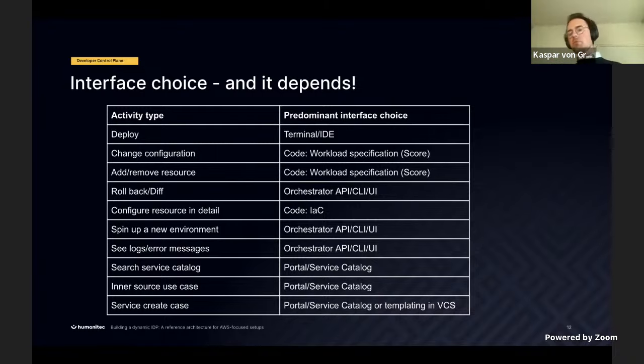Then the portal, the service catalog, you would use that if you want to search what microservices we already have. We have an inner source use case. Has this been done before? Definitely portal. And we have a service create, like a scaffolding case, right? So this is usually the portal in combination with the templating API of something like GitHub or GitLab. So those are the interfaces.